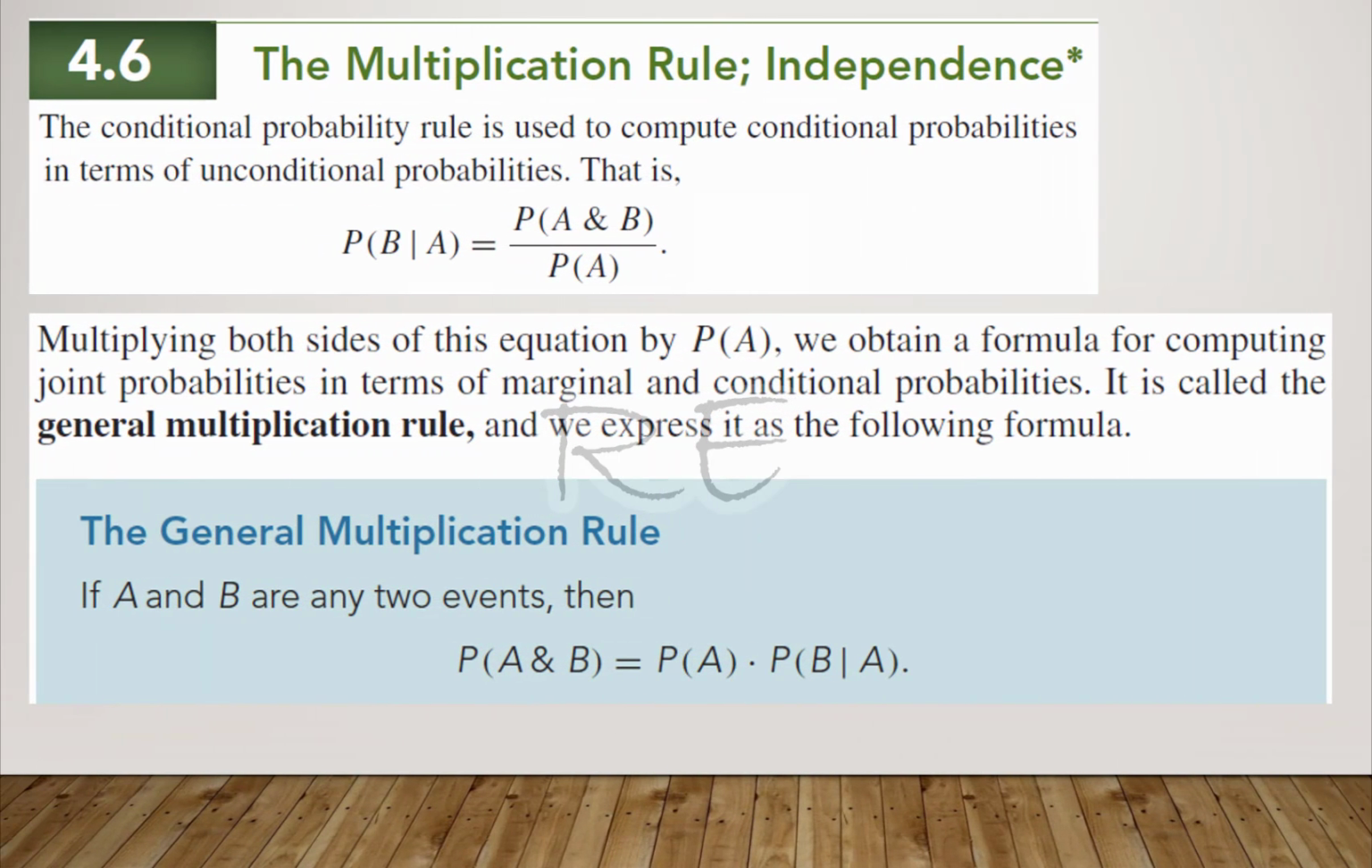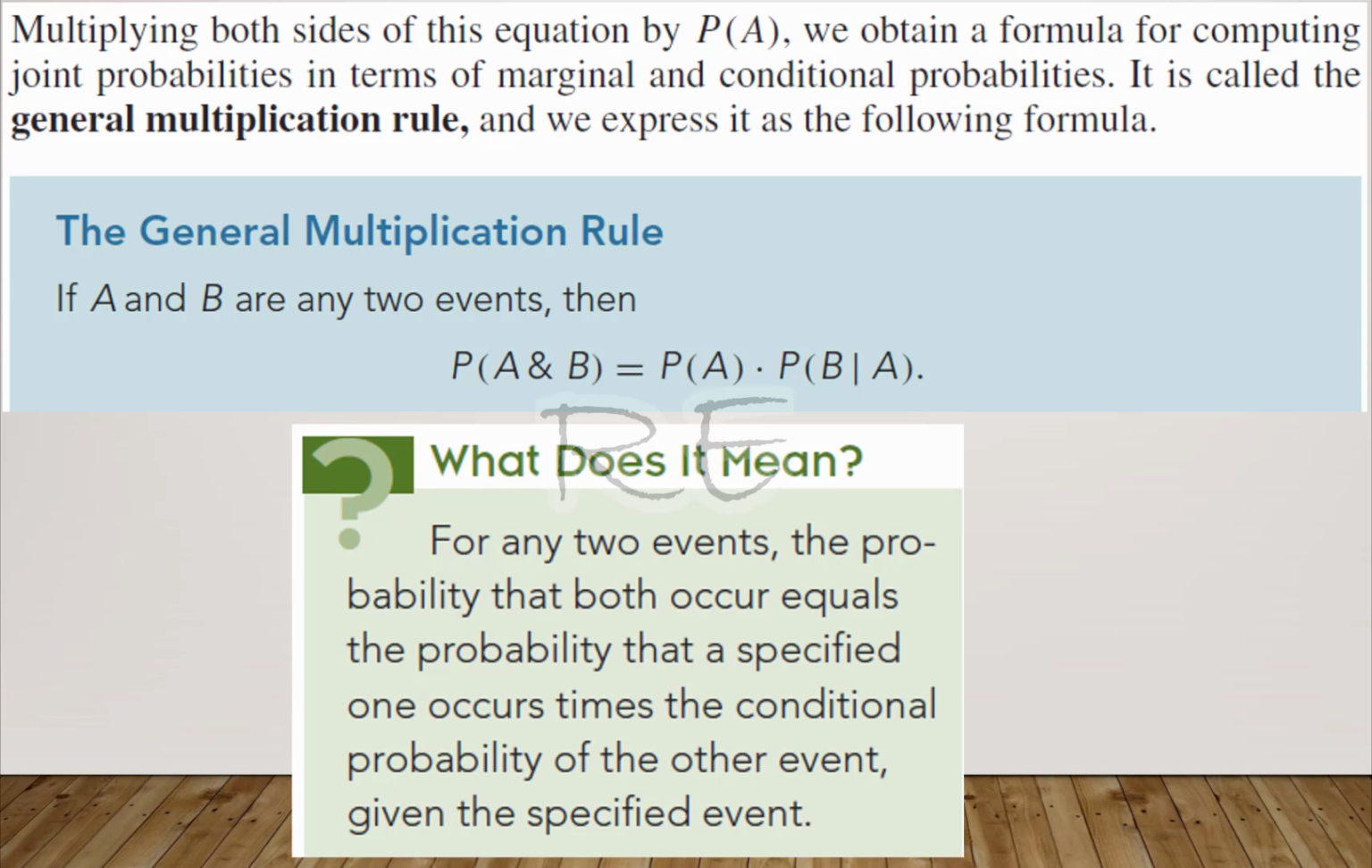The conditional probability P of B given A is equal to the joint probability P of A and B divided by the marginal probability P of A. Now, when we cross multiply, we get P of A and B is equal to P of A times P of B given A. This is known as the general multiplication rule.